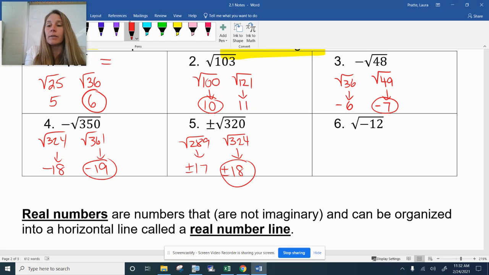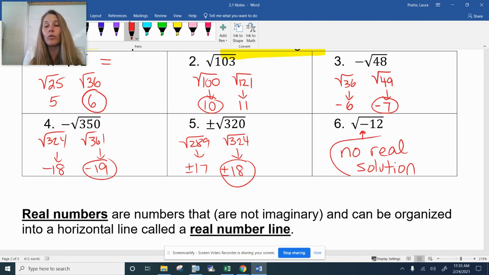And then finally, in this problem, we have a negative inside the radical symbol. When that happens, this is actually no real solution. Anytime you have a number with a negative inside the radical, it's no real solution. The reason is because there's no number times itself that will give you a negative answer. So it's impossible to take the square root of a negative number, because if you had a negative times a negative, you would still get a positive. So there's nothing times itself that will give you that negative.